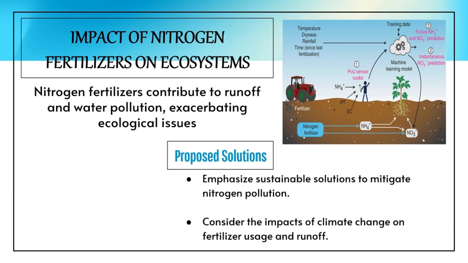precipitation patterns, increasing agricultural runoff and nitrogen pollution in water bodies. The consequences of nitrogen pollution are far-reaching, affecting areas such as the Northeast, Great Lakes Basin, and Gulf of Mexico. Sustainable solutions are urgently needed to mitigate these impacts and ensure the health of our ecosystem.